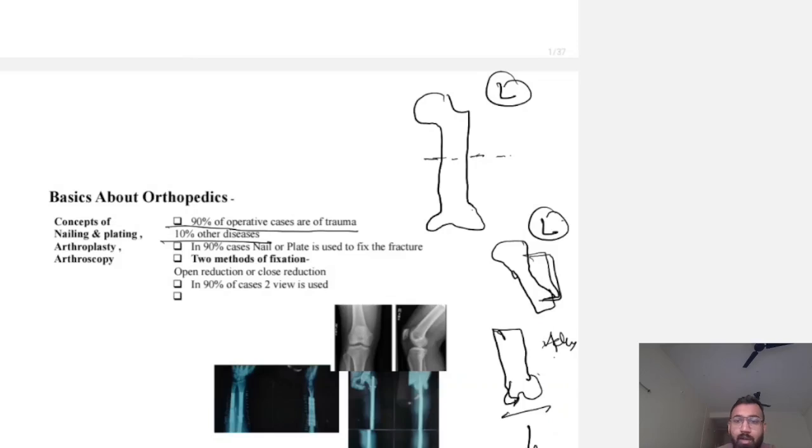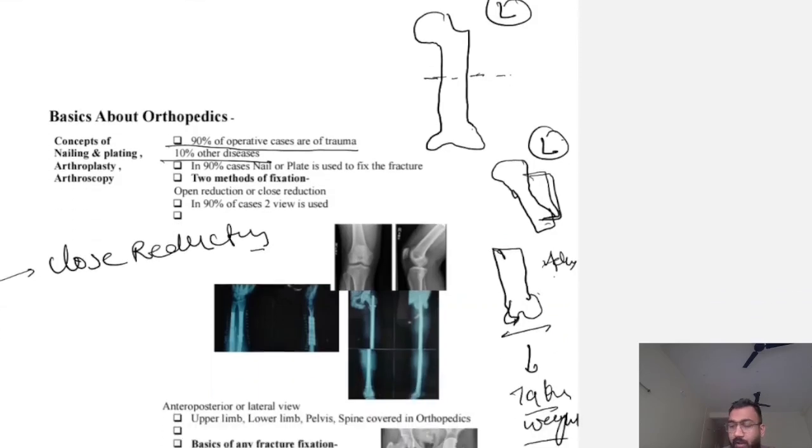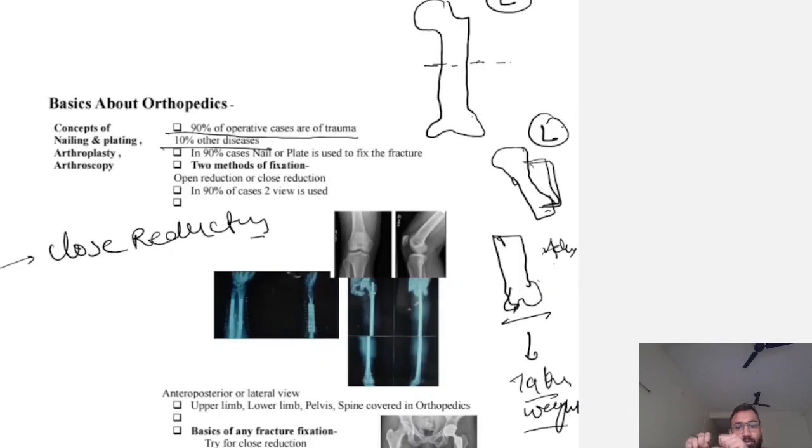So how can you reduce this fracture? By manipulating externally. This external manipulation is known as closed reduction. You did not give an incision. You have not given an incision and you have reduced it closely. So this is known as closed reduction.